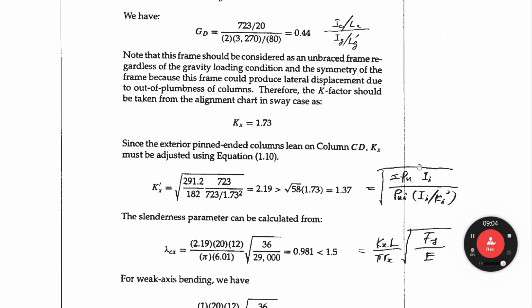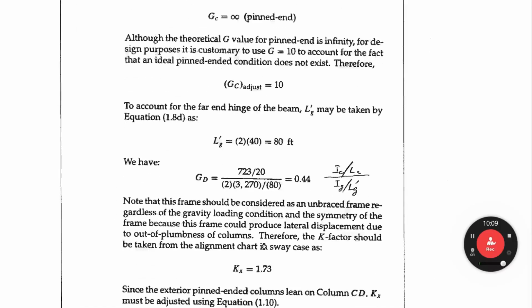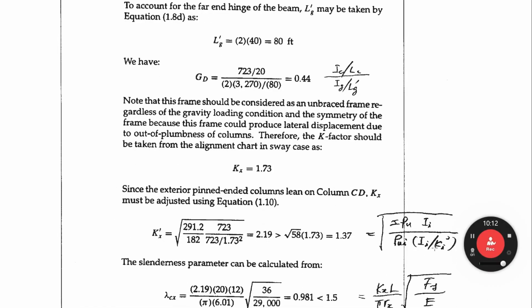Square root of the total vertical load. The total vertical load is this one. The actual force of that interior column is 182. I1 is the moment of inertia of the interior column, 7 to 3. This is I1 over K1 squared, where I1 is the interior column and K1 squared is the interior column's K factor. Because only one column, the interior column, has lateral rigidity, in this calculation we just use one interior column.